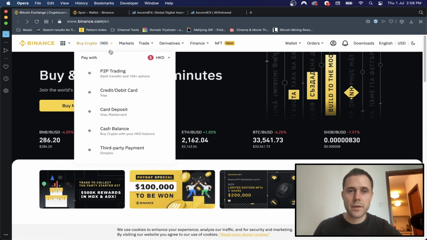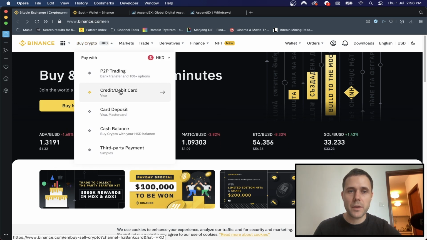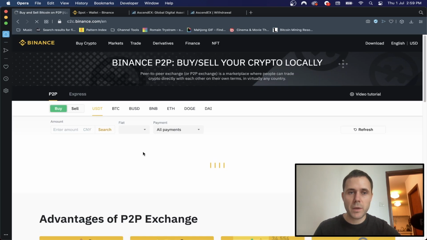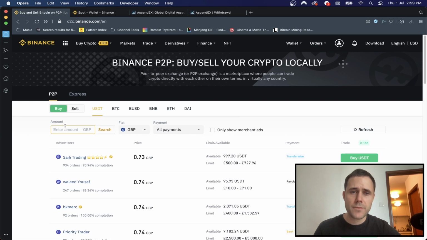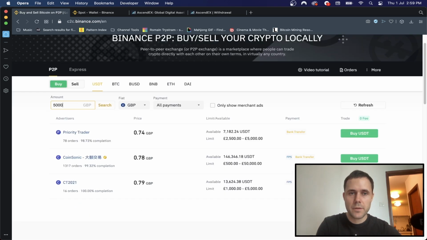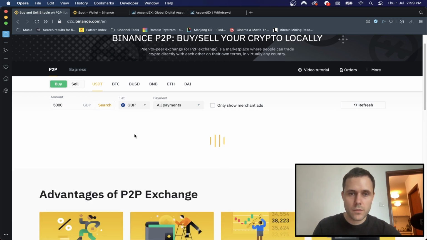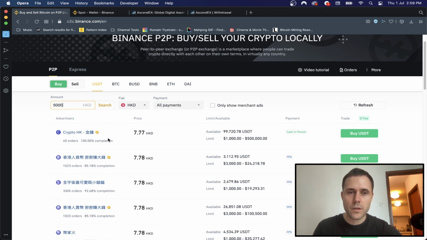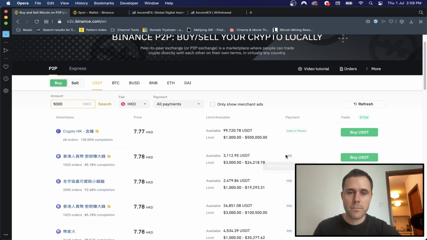First of all, you can just buy cryptocurrency. Usually I will use P2P. You've also got the options of credit and debit card, MasterCard deposit, Visa deposit, etc. Usually I will just use P2P. And with this method, you need to buy US dollar Tether. So we can put in the amount here, and I will go for Hong Kong dollars. So I want 5,000 Hong Kong dollars, and then I will find a trader here, this one in person, or this one using the Hong Kong banking transfer system.